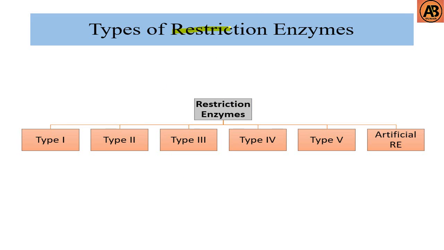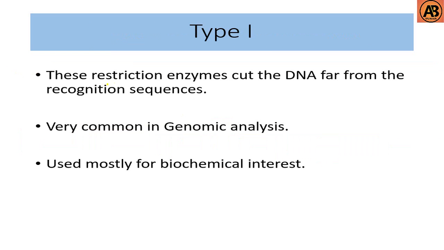Then, types of restriction enzymes. There are mainly 6 types of restriction enzymes. First is type 1, then type 2, type 3, type 4, type 5, and the final one is artificial restriction enzymes. So let's go to type 1. Type 1 restriction enzymes cut the DNA far from the recognition sequences. Very common in genomic analysis, used mostly for biochemical interest.